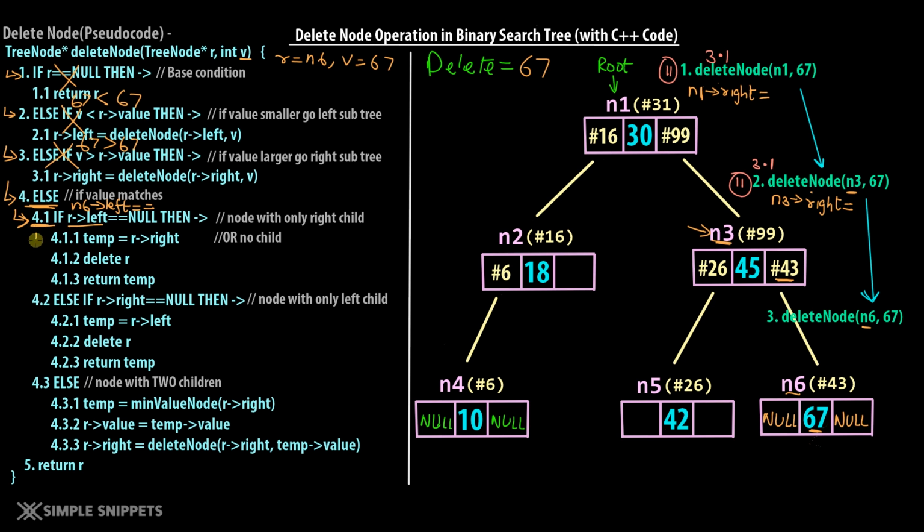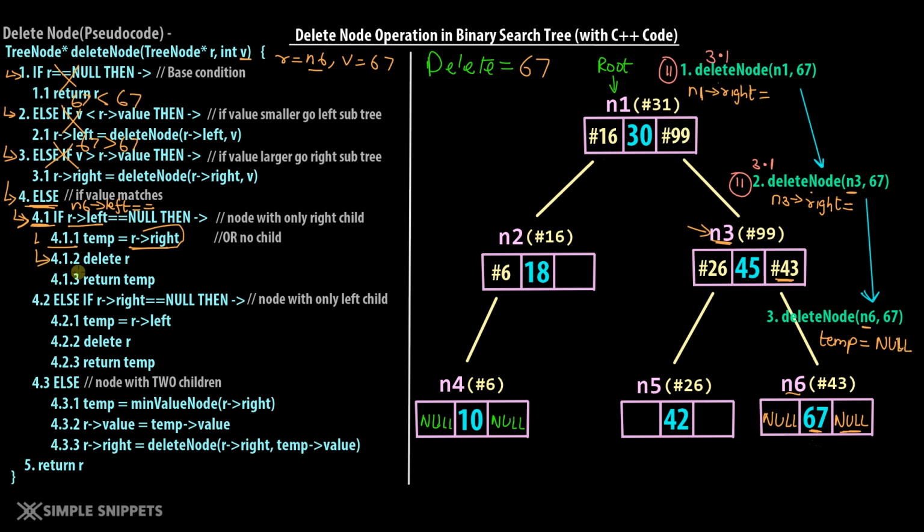So in that case what we do, we create a temporary variable. We say temp equals to r of right. So we create a temporary variable temp equals to r of right. What is r of right? R is n6. What is there to the right of n6? We have null. So we will store null in this temporary variable.